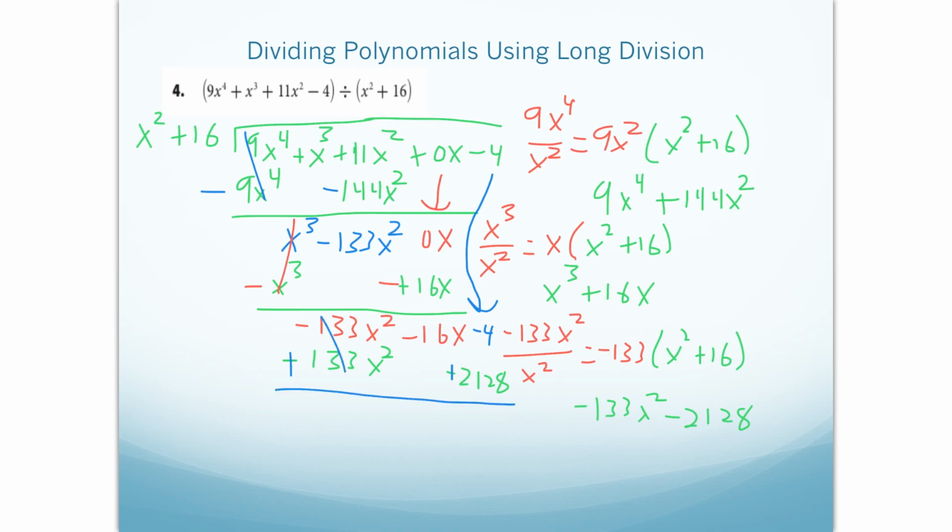First terms cancel out. We have negative 16x plus 2,124. So our first factor was 9x squared. Our second factor was x. The last factor was negative 133. And then our remainder was negative 16x plus 2,124, all divided by x squared plus 16.